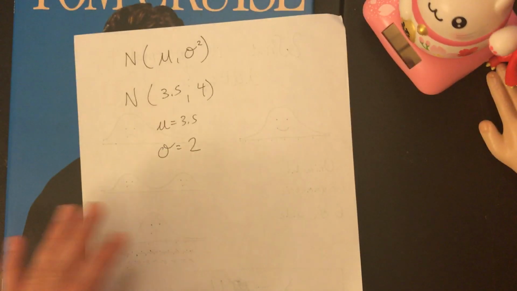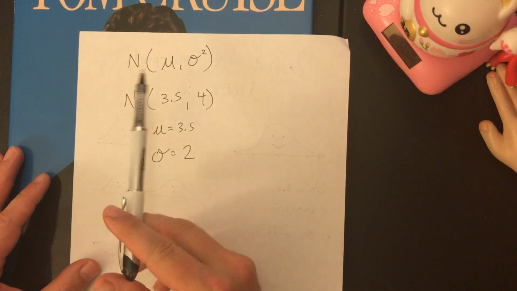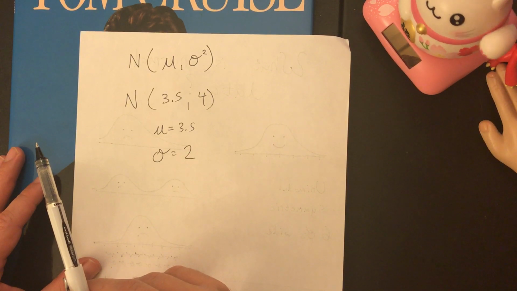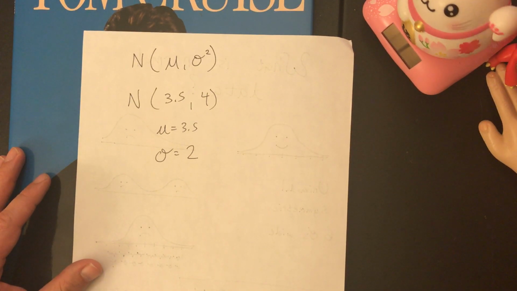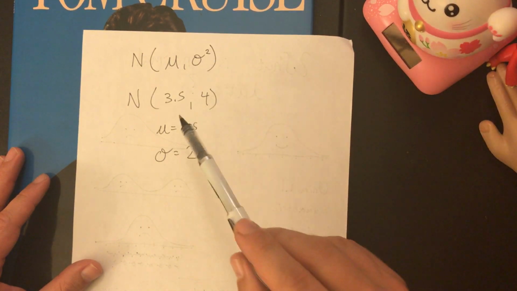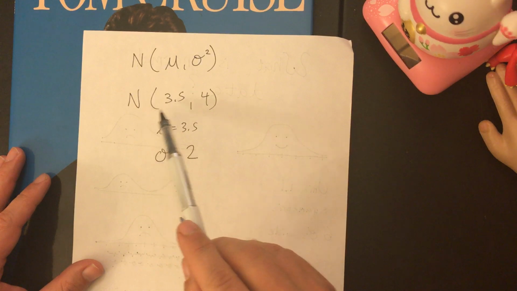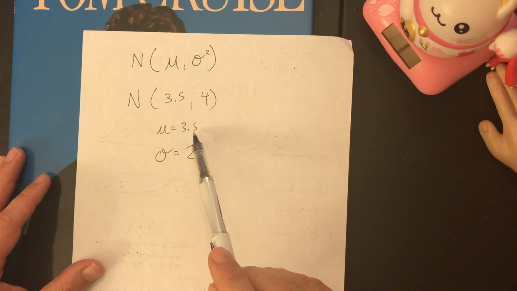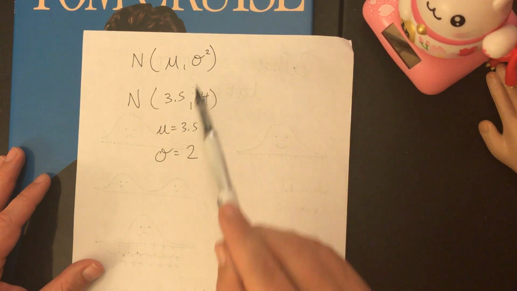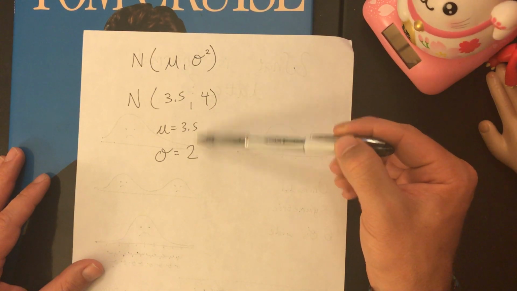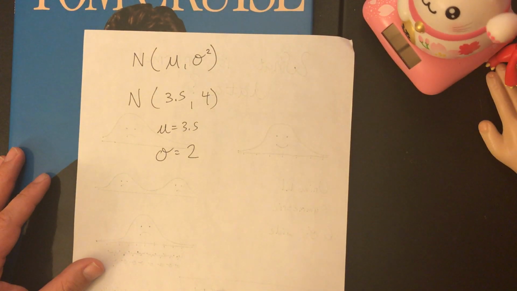Oh, real quick, one extra thing. If the problem ever starts off with N and parentheses and some stuff, that's another way they can tell you the mean and standard deviation. The second number is the standard deviation squared. So if they said, all right, here's the situation, N(3.5, 4), it just means that 3.5 is the mean, and for 4, we'd have to take the square root of this to get the standard deviation. And if you recall, the standard deviation squared, we call that the variance. Okay, let's look at some examples.